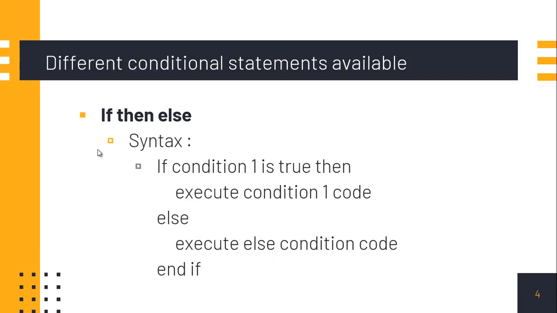Let's look into the different conditional statements available. First one is if then else. The syntax for if then else is something like this. You say if condition is true, then execute this code, else execute this code. For example, if number mod 2 is equal to 0, then print is even number, or else print is odd number.